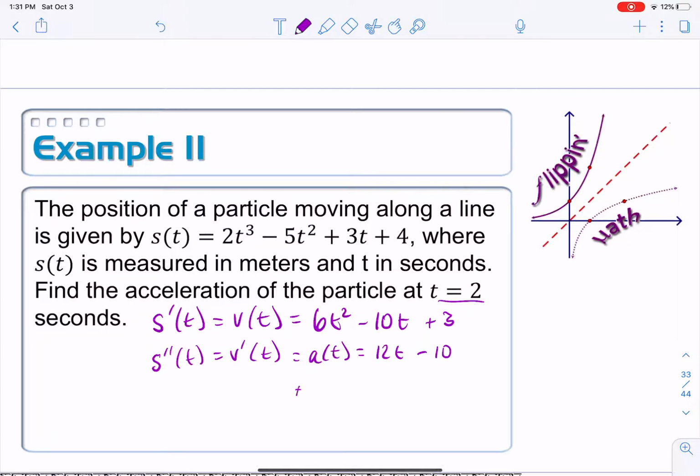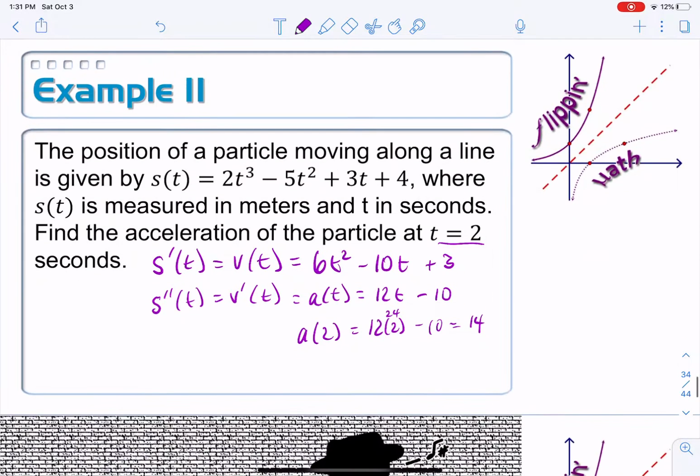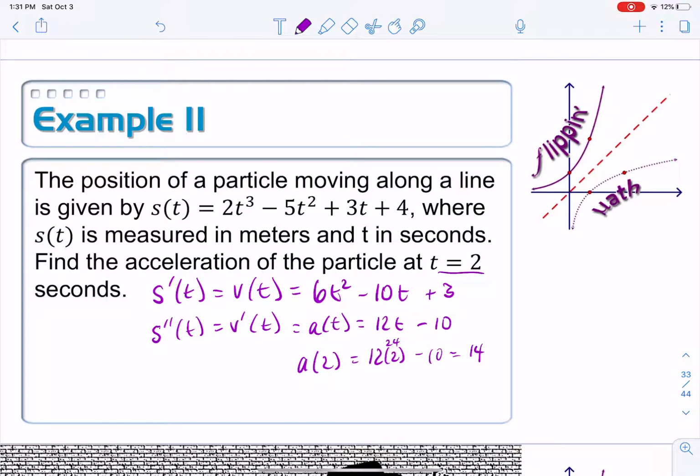So a of 2 is equal to 12 times 2 minus 10. That's 24 minus 10, which is 14 something. Let's figure out what the units are. Here's the way I would suggest doing it, just because outside of acceleration and particle physics and rectilinear motion, you may have to do the same kind of thing in other contexts. So I'm just going to look at the units that we started with.